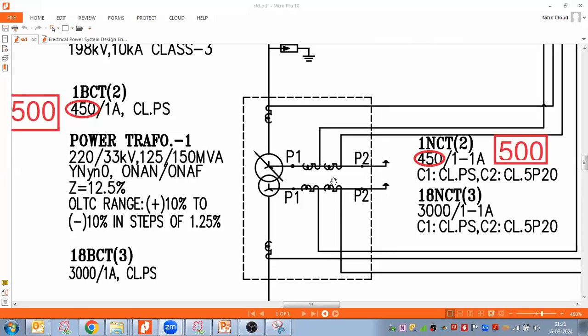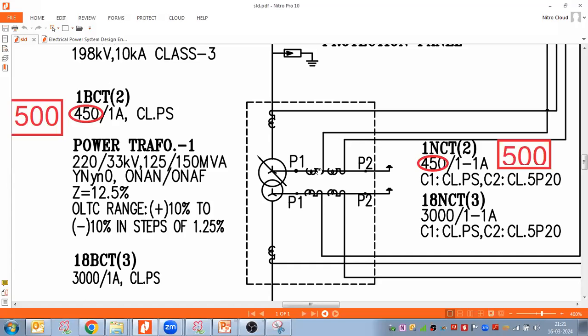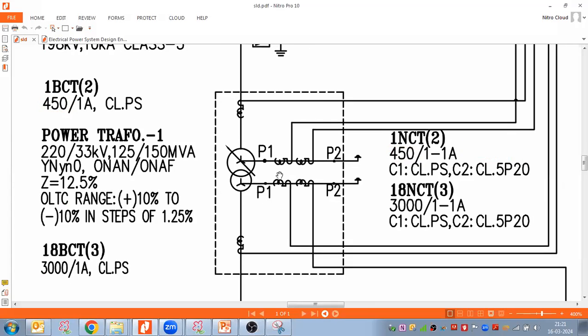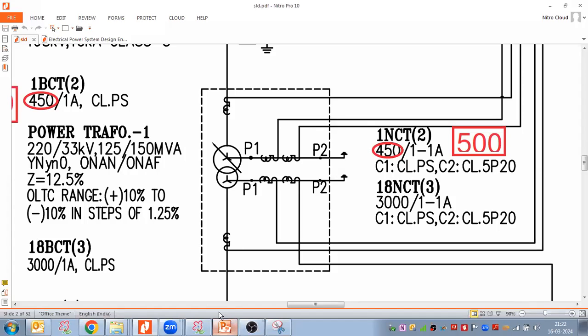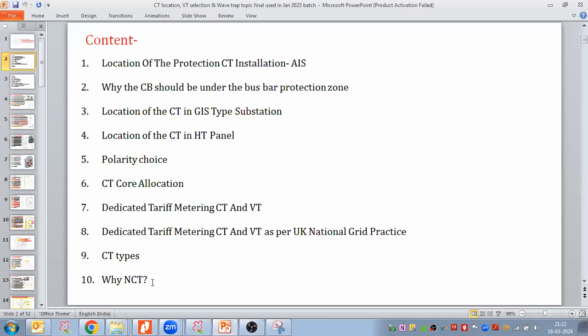About this neutral CT: where it is required, why it is required, and the choice, meaning whether it is mandatory to put it in the bushing or we can put it outside. So about CT types, why the neutral CT is required, and what should be the neutral CT current ratio. We discussed a lot of things about the phase CT, but what about the neutral CT ratio? What should their ratio be?